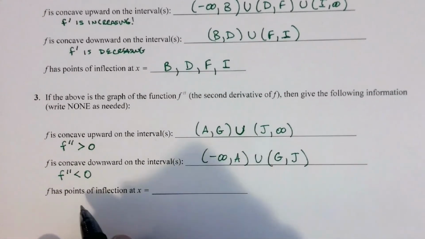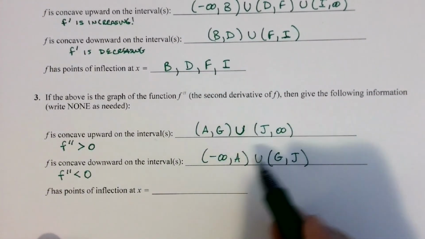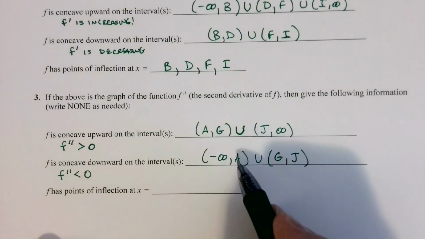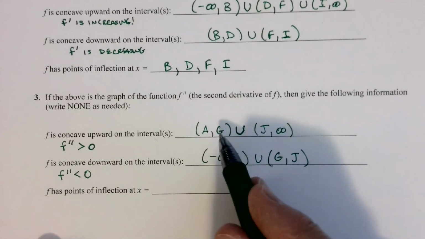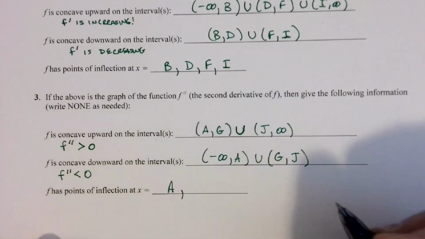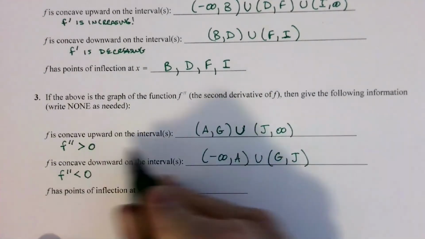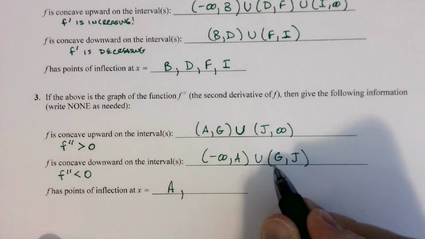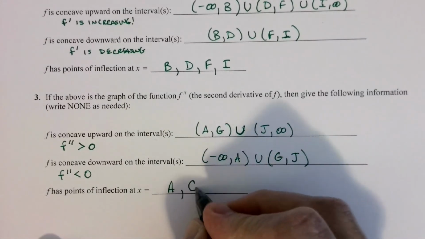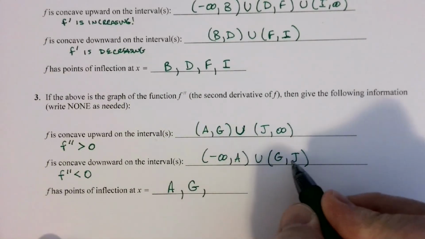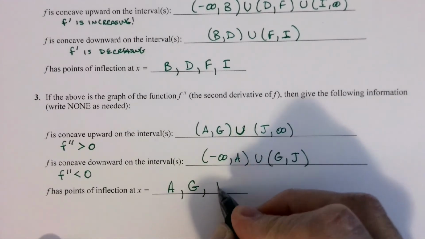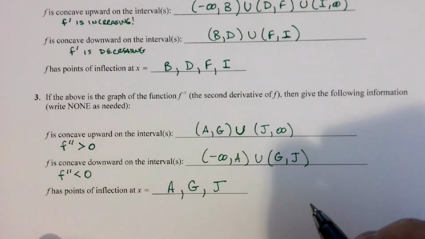And then, inflection points. Again, you can get it right from here. What are we saying? We're concave down for values less than A, and then after A, from A to G, we're concave up. So A has to be a point of inflection. Concave up until G, and then from G to J, we're concave down. So G is too. And last but not least, from G to J, we're concave down. J to infinity, we're concave up. J is as well. Okay.